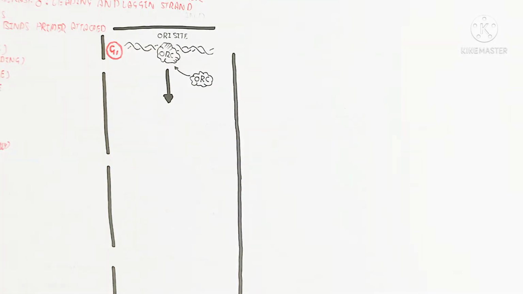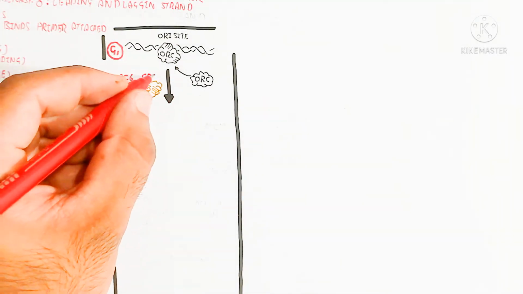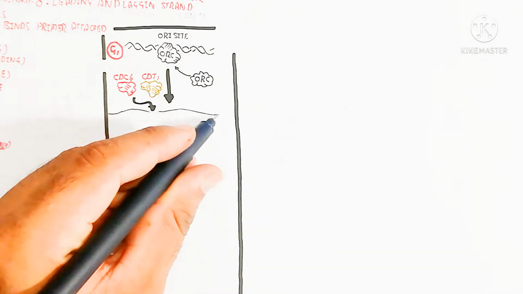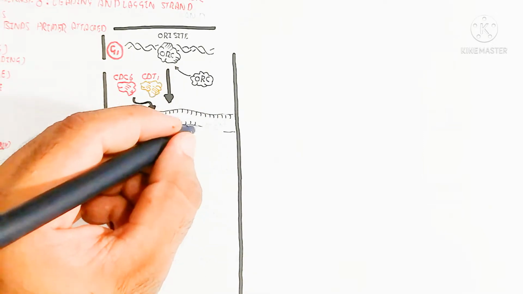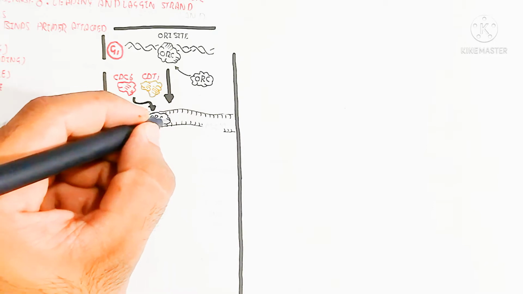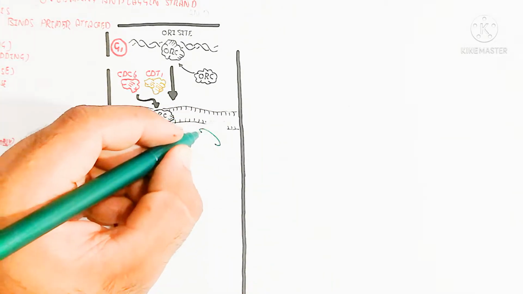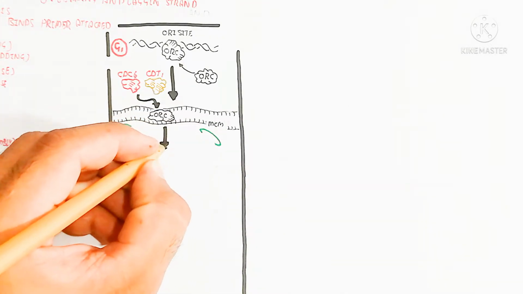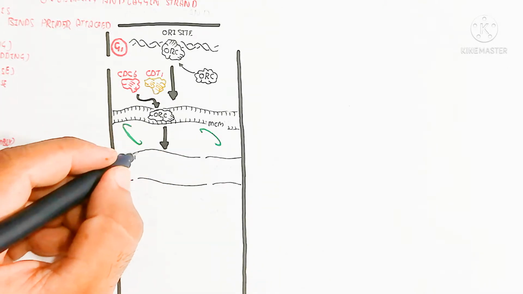After the binding, the MCM ring will be bound during the G1 phase of the cell cycle. CDC6 and CDT1 will be bound by the recruitment of the ORC. The ORC will recruit CDC6 and CDT1, which also bind the MCM ring. This MCM ring contains seven monomeric proteins.